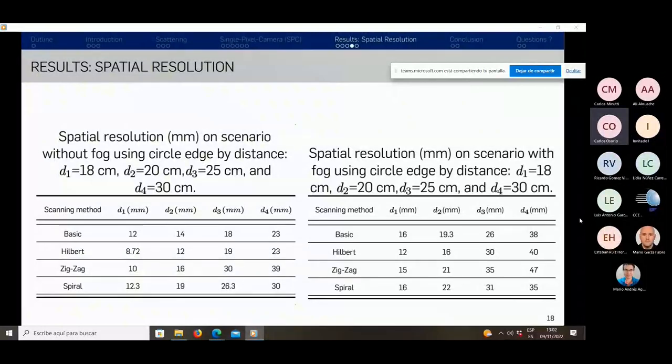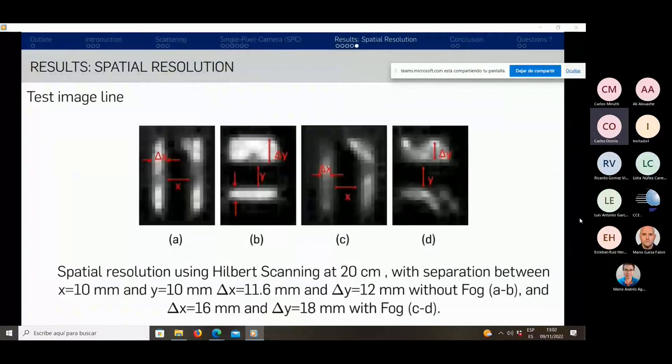The second test uses a reference light, using the raster scanning method, which represents the best spatial resolution. With that, we determine that the minimum distance of separation between lines is 10 millimeters for both axes. And for a simple check, the minimum width is 11 millimeters and 12 millimeters, but 16 millimeters and 18 millimeters with stationary.